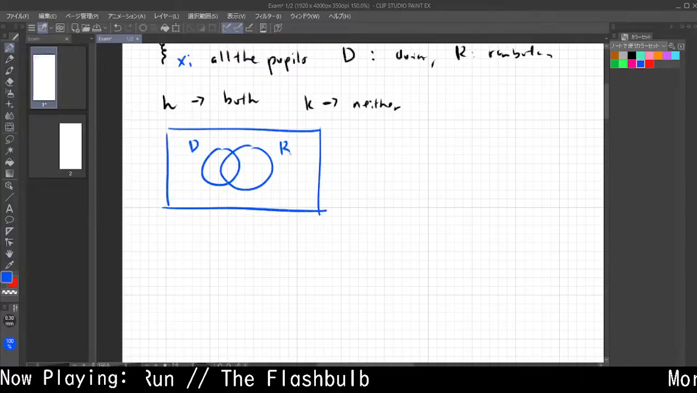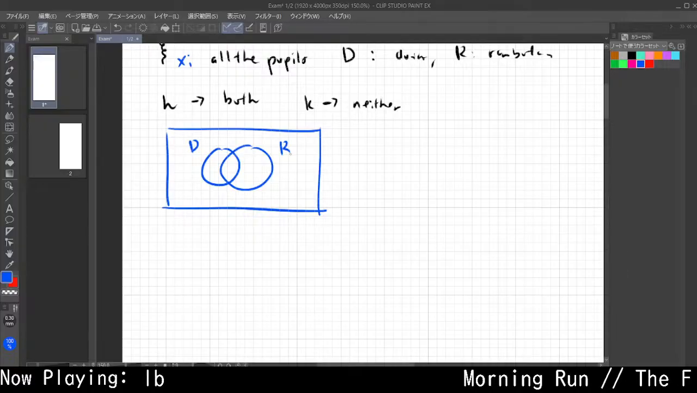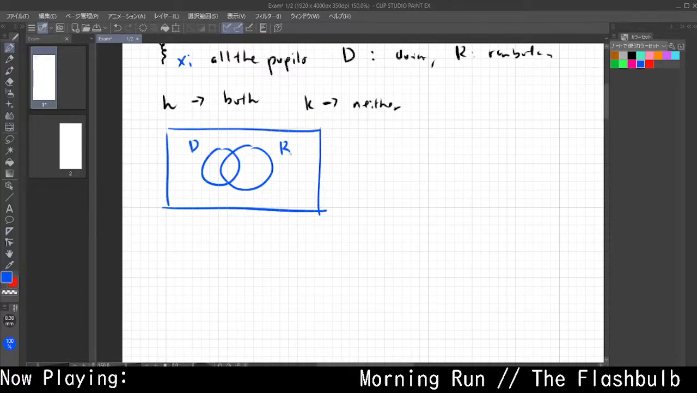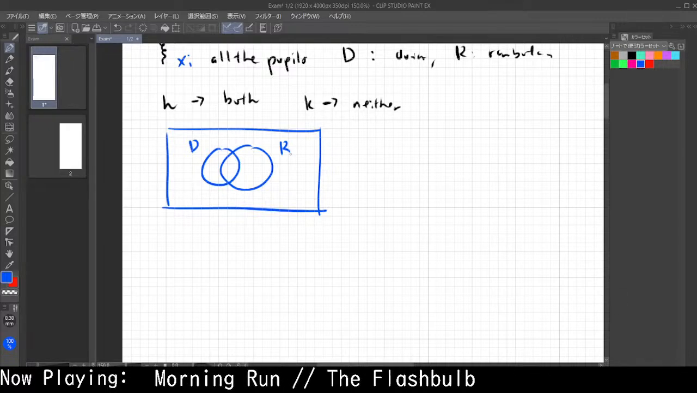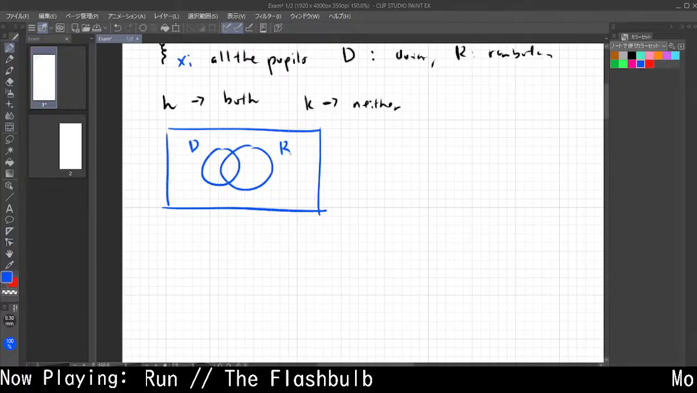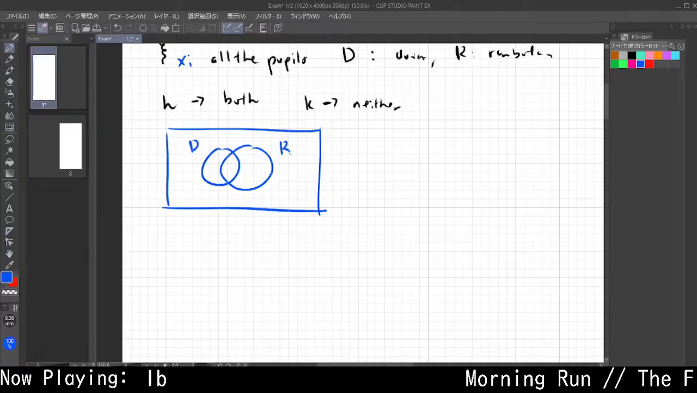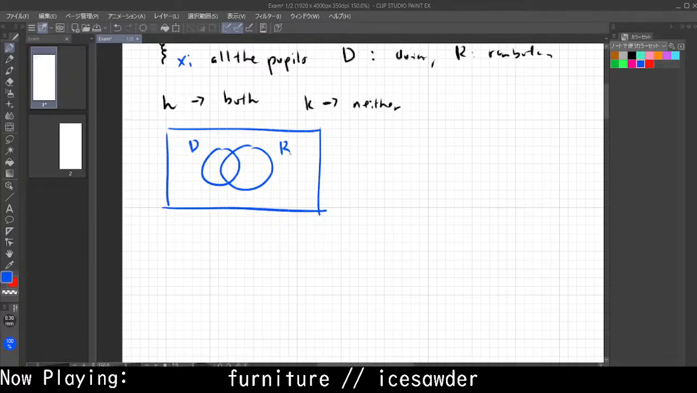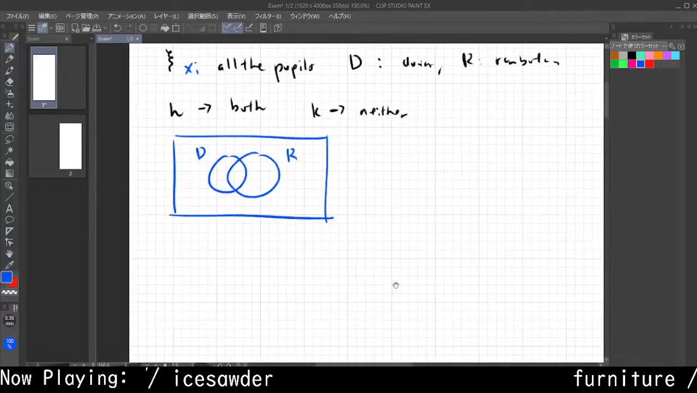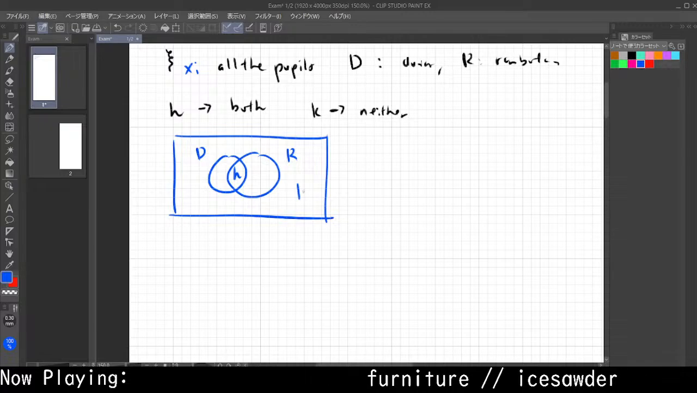We know that the middle portion is H. So H is the number of students who like both foods, so we can put them in the middle of the two circles, because they overlap each other. Okay, so back to this. H is in the middle, K is the number of students who like none of the foods, so we put K outside.